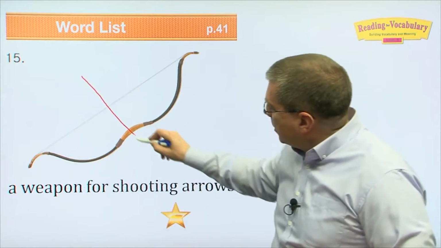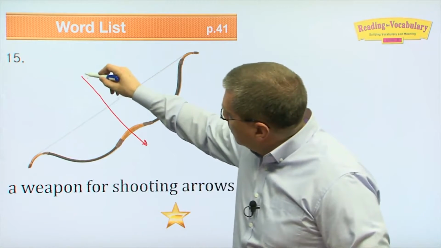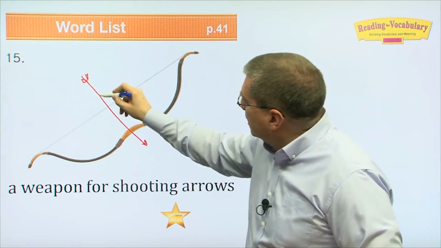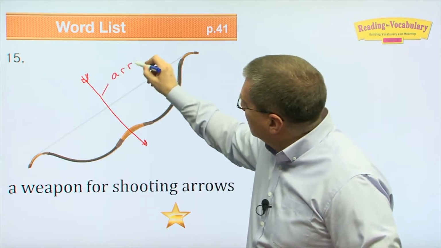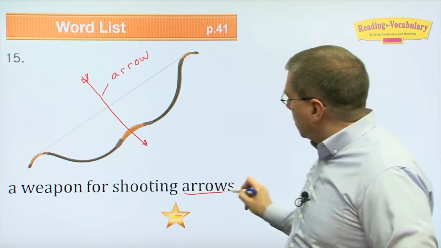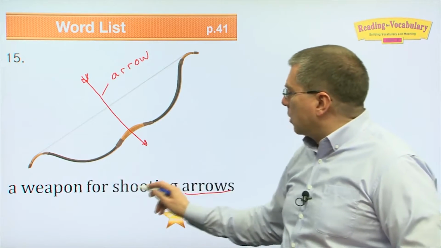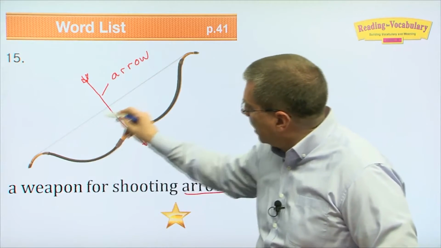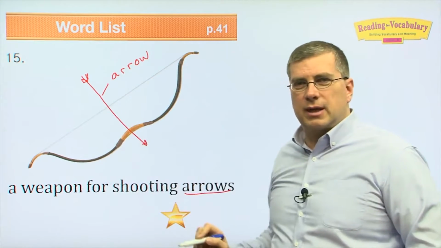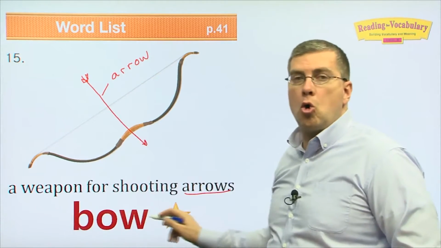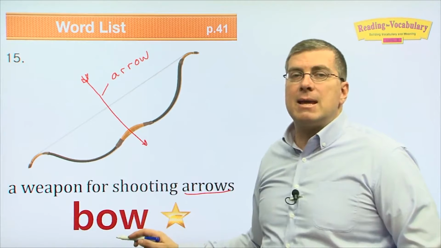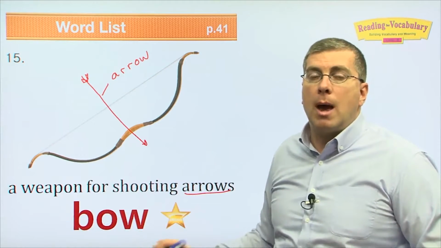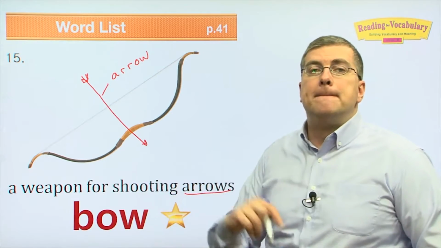Oh, we saw the other part, right? When we talked about this, right? We talked about this part already. This, I'm not a good artist, I'm sorry. This is the arrow, right? Arrow. A weapon for shooting arrows. But now we're talking about this part, right? What do we call this? We call it a bow. Bow. B, B, B. And O, O, bow, bow.